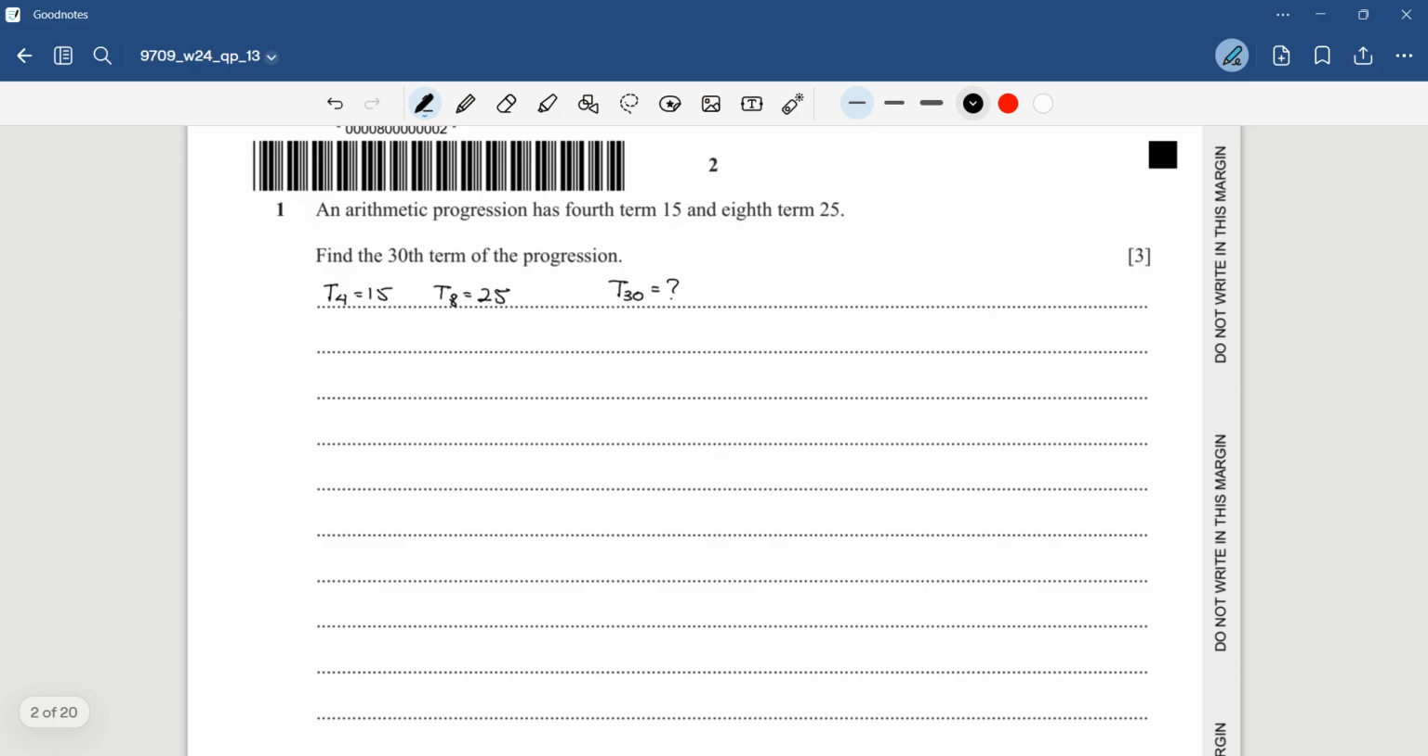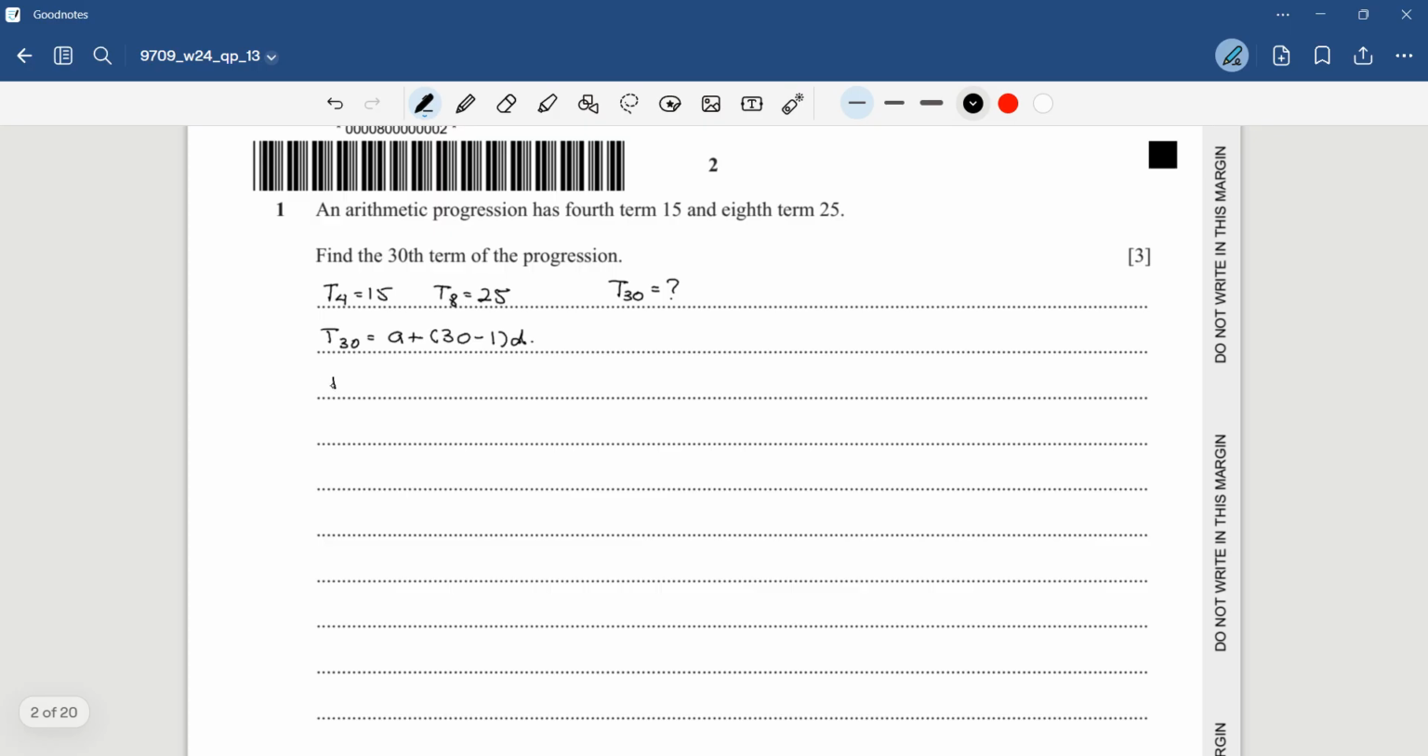Here they are missing information, because if you want to use the formula for T30, it is going to be T30 equals a plus (n minus 1)d. So I need to find a and d first. By using T4 and T8, I can form simultaneous equations.